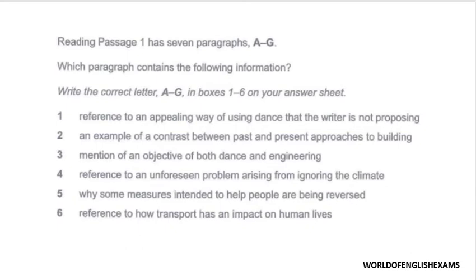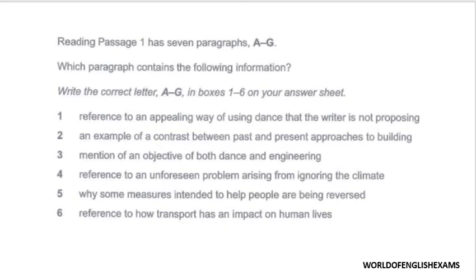Then, mention of an objective. What is the meaning of objective? It's talking about an aim, the purpose. So, an objective, that means one objective of both dance and engineering. So, they are talking that dance is meant to do this, and engineering has an aim which is something else. So that is what you need to find in the paragraph. Which paragraph specifies the aim, the objective, the purpose of both dance as well as engineering? So the keywords are objective, dance, engineering.